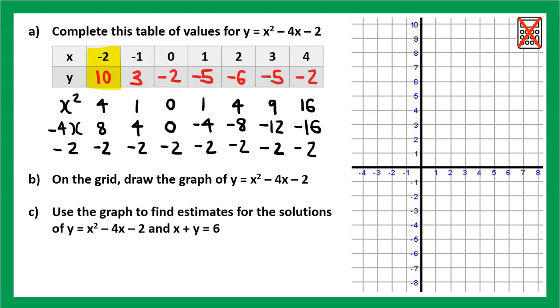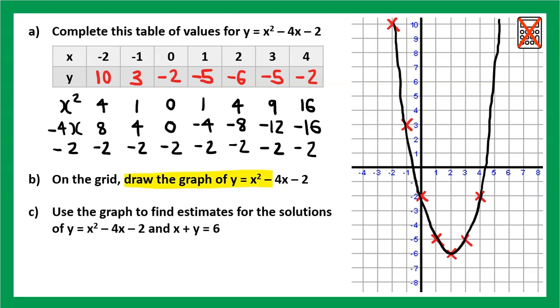Plot the coordinates. So the first one is -2, 10. I'm just going to go ahead and do the rest. Notice it doesn't produce a straight line. We have more of a curve. You won't be able to use a ruler for this. You'll have to do it freehand. Make sure you use a pencil and do one single line using a smooth curve.